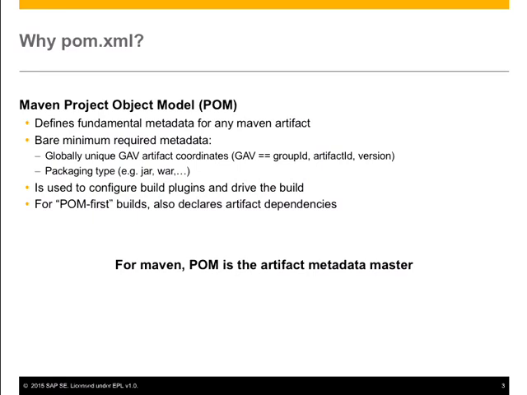And the POM is also used to configure your build or your plugins that hook into the build lifecycle. And the XML representation is basically the entry point for the build, and it's what drives the build more or less. So for POM first, or let's say classical Maven builds, the POM also defines, for example, the dependencies that an artifact has. So in a nutshell, the POM is the artifact metadata master for Maven, right?